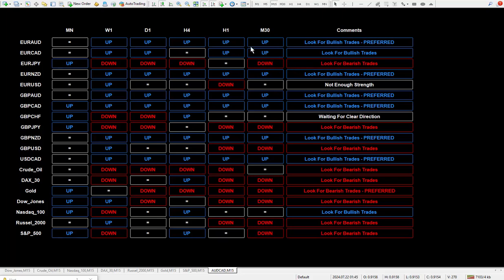Now this daily trade plan does a bunch of calculations, analyzing from the monthly all the way down to the 30 minutes. And eventually, within the comments here, it'll make a suggestion, either look for bullish trades, bearish trades, some will be preferred, and some will either say not enough strength or it's waiting for a clear direction. Now if you're trading without any kind of a daily trade plan, well, that is one good reason why you are still struggling with your trading.